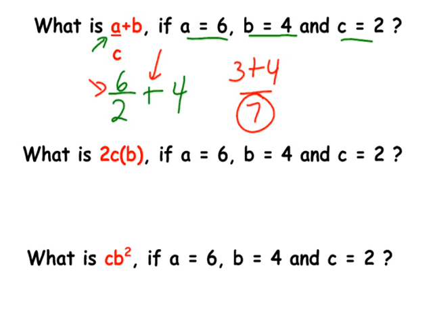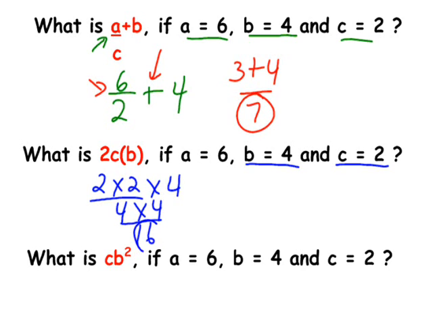In the next example, we have 2 times C times B. So let's plug and chug. This would be 2 times C is 2 times B is 4. And doing order of operations, we'll just go left to right. 2 times 2 is 4. And then 4 times 4 is 16. One last example.